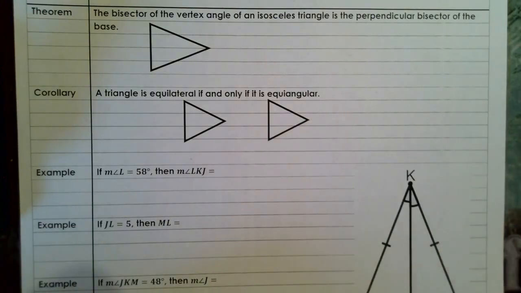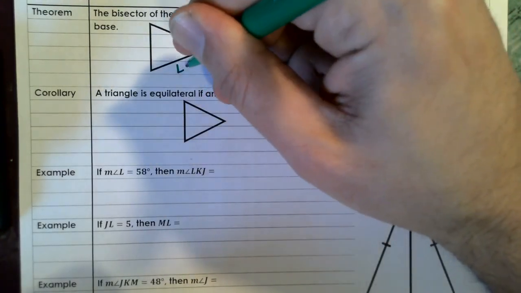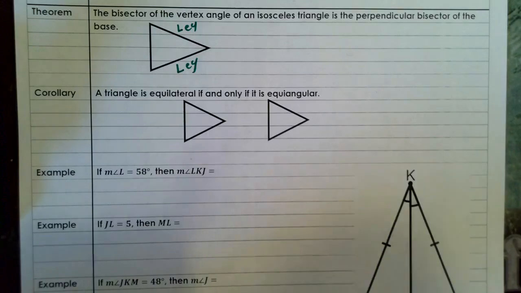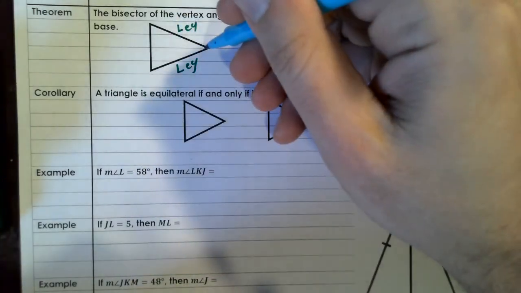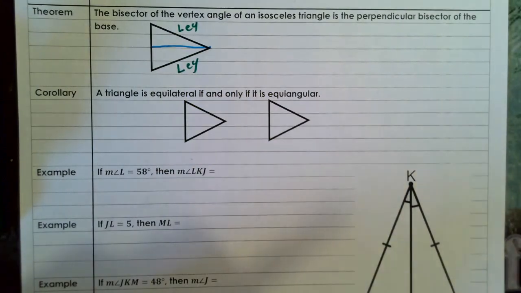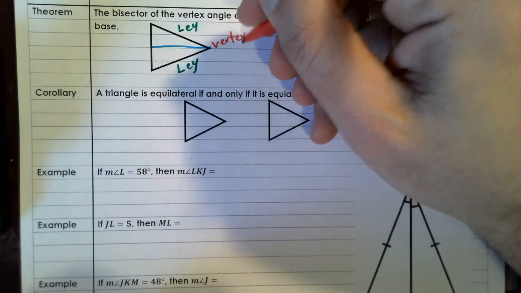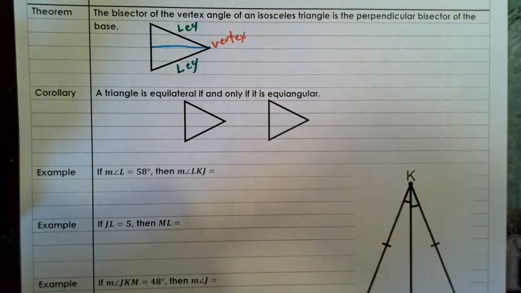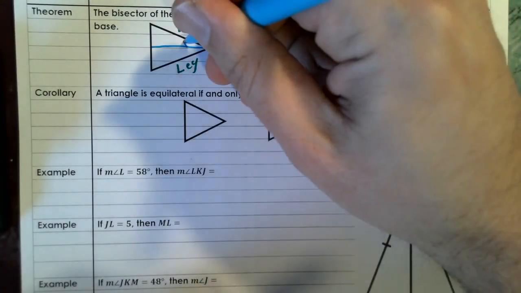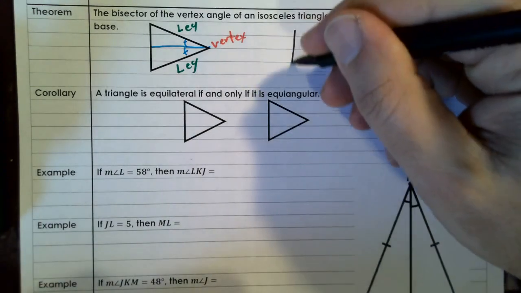Another theorem we get with isosceles triangles is if we've got these two legs and then we draw a bisector of our vertex. A reminder that our vertex is this angle over on the end here. If we bisect that vertex so that these two are congruent, we get something else about that bisector. And I'm going to draw another little triangle here for that.